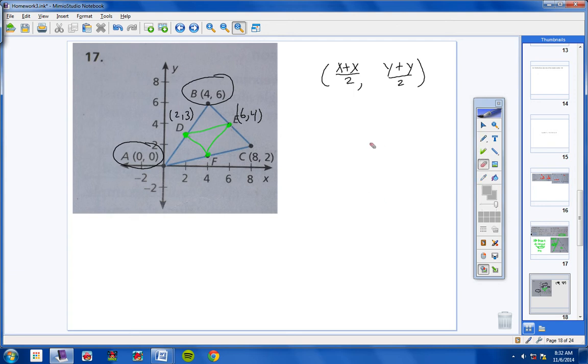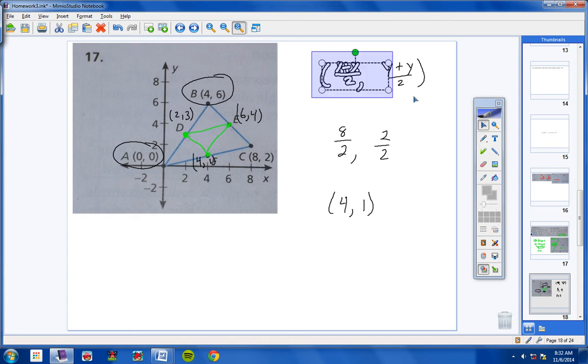Now let's find the midpoint between A and C. So here we go. X plus x, 0 plus 8 is 8 divided by 2. Y plus y, 0 plus 2 is 2 divided by 2. So 4, 1. 4, 1 is this point right here. 4 comma 1. Here we go. That's really simple. Let's try this again, okay? Let's go on to number 18.